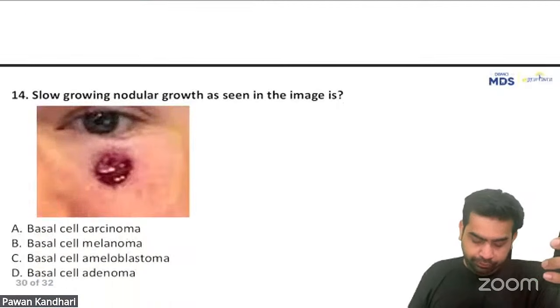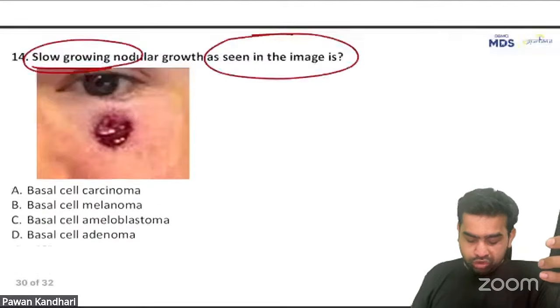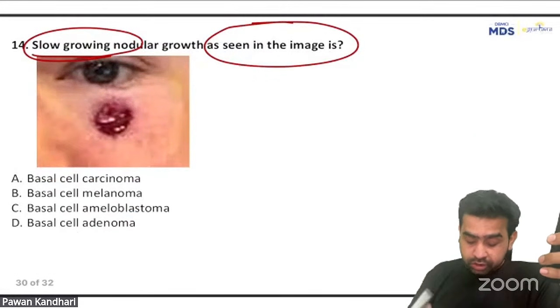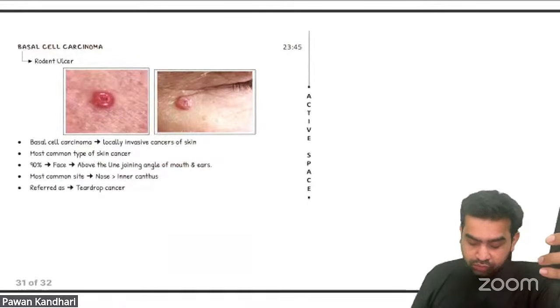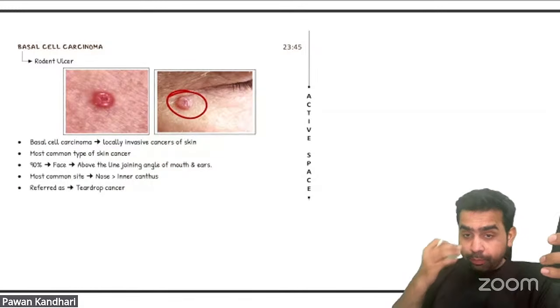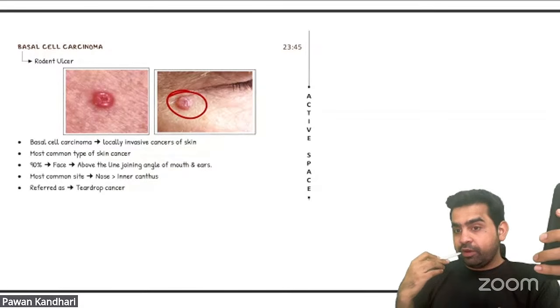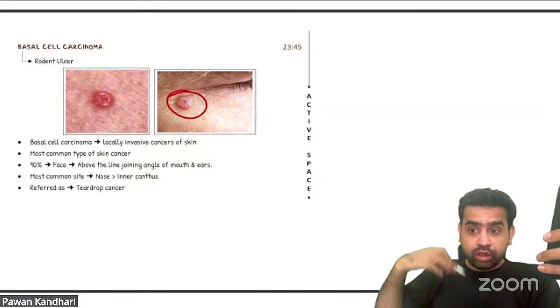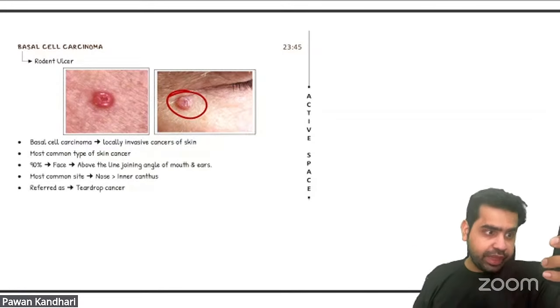Okay. Now, slow growing nodular growth is seen in this particular image. Characteristic teardrop ulcer. What is this? This is a basal cell carcinoma. Okay, so I think both these particular questions were asked to you. A characteristic teardrop ulcer in this particular region. So I always teach you that you join a line between the angle of the mouth and the earlobes. Any particular ulcer above this point, that is a basal cell carcinoma. Okay, so that is the answer over here.